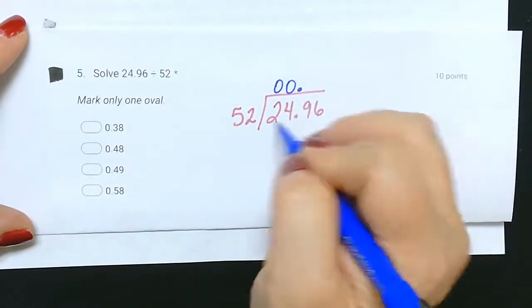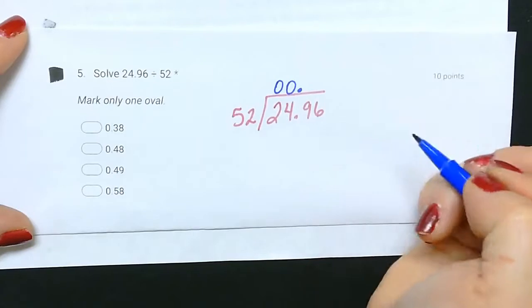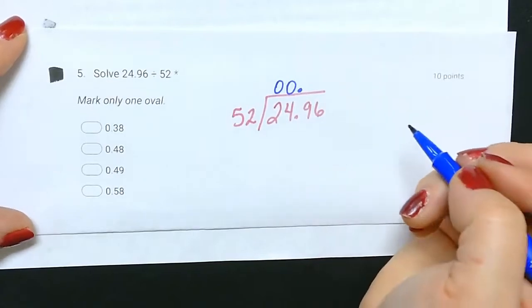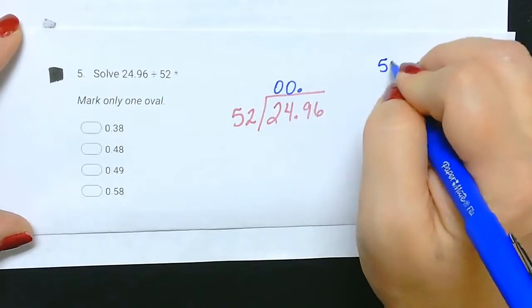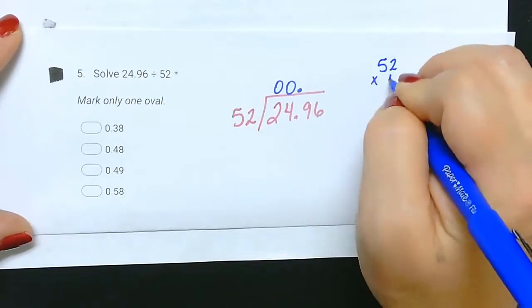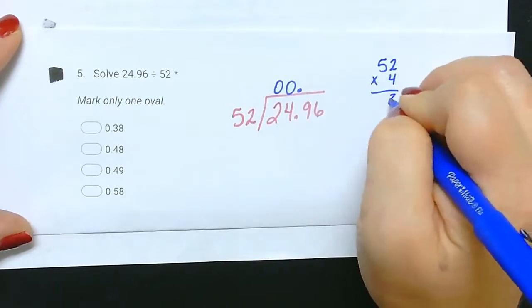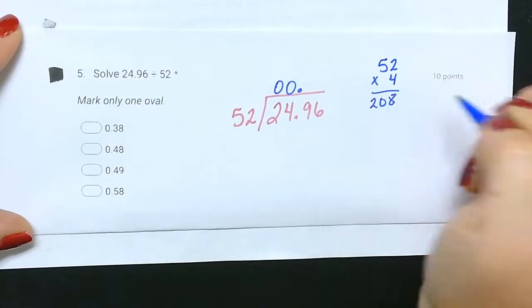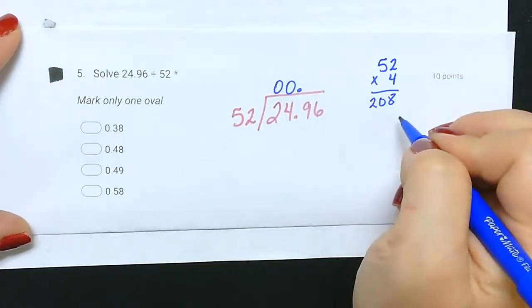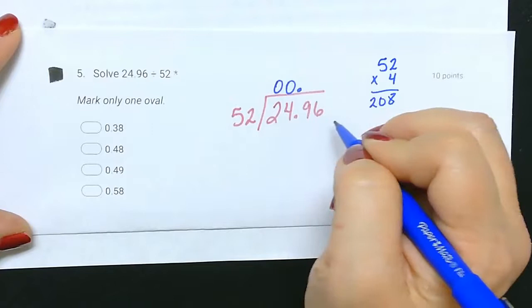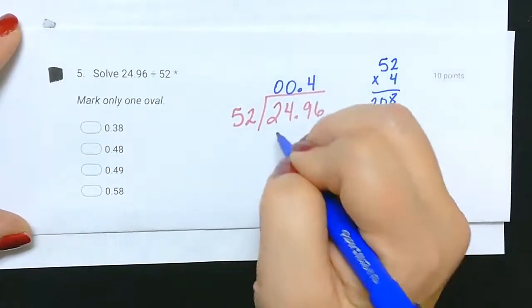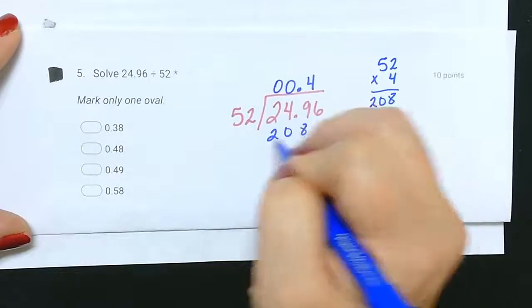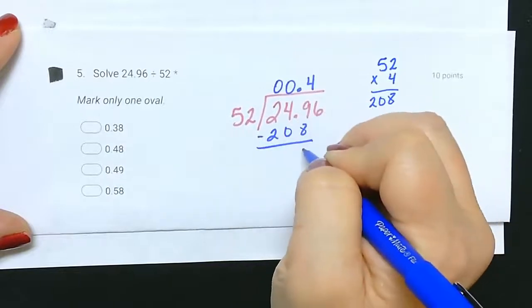But I'm looking at 249 divided by 52. I'm not quite sure, but I think it's going to go 4 times. So I'm going to check 52 times 4. That's an 8, and then that's a 20, so I have 208, which is as close as I can get if I'm counting by groups of 52. So I'm going to put my 4 on top and my 208 underneath, and then I'm going to subtract.